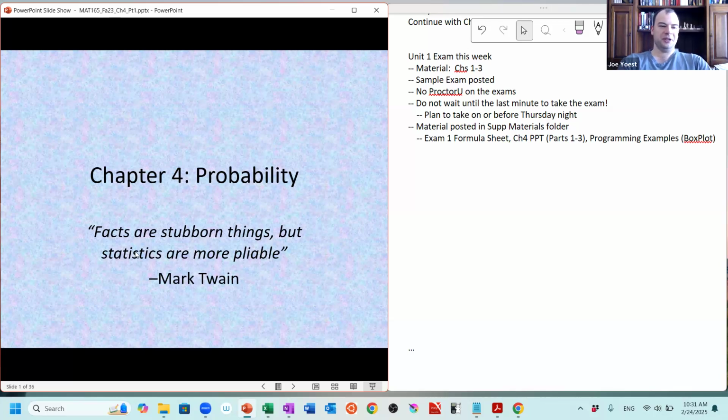So, fun little quote here from Mark Twain: facts are stubborn things, but statistics are more pliable. I thought that went well with the end of chapter 3, when we see that you hypothetically could choose the measure of center or the measure of variation or something that makes your data look more like the way you want it to look.